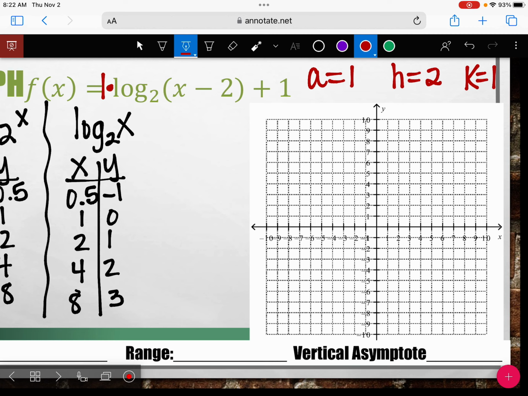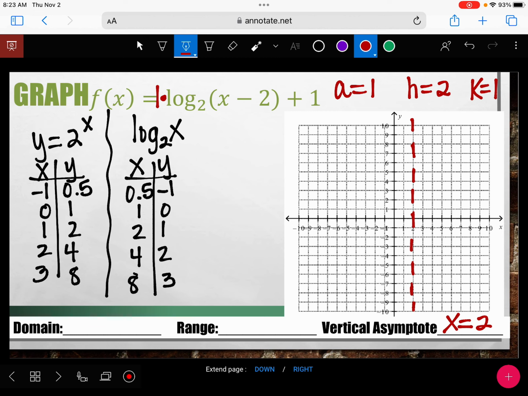So let's draw in our vertical asymptote. Our vertical asymptote is at x equals h. And h is 2, so that would be x equals 2. Go ahead and pick up your highlighter, color pencil, draw in your vertical asymptote at x equals 2. Your domain is 2 to infinity. And your range is all real numbers.